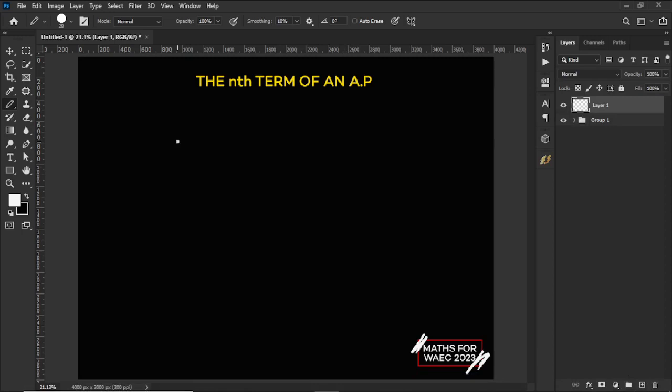So let's look at the examples under this now. Example 1. Find the common difference in the following sequence.